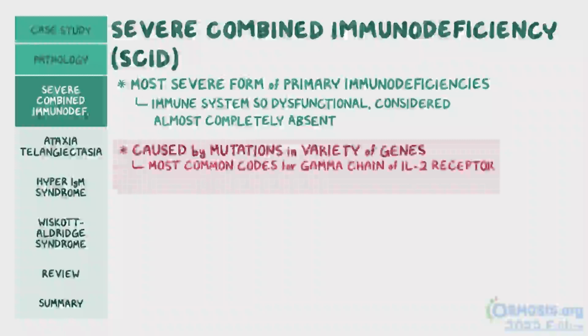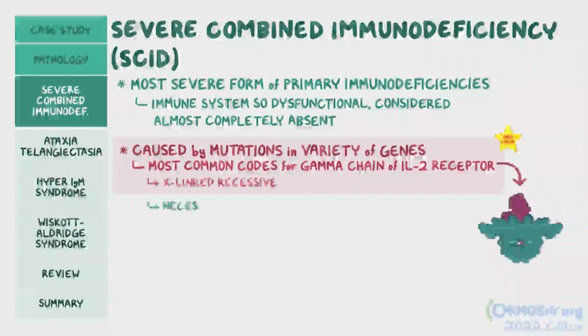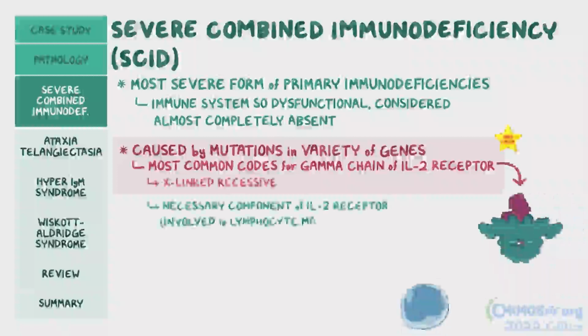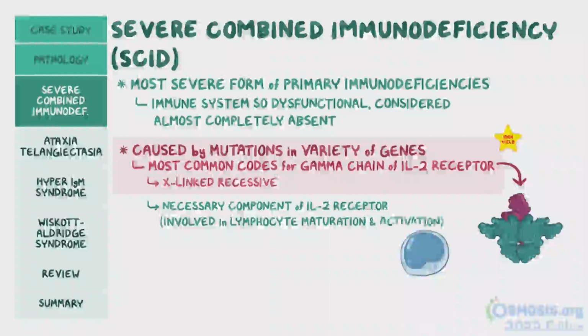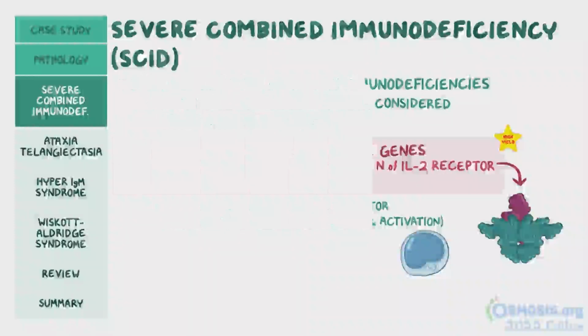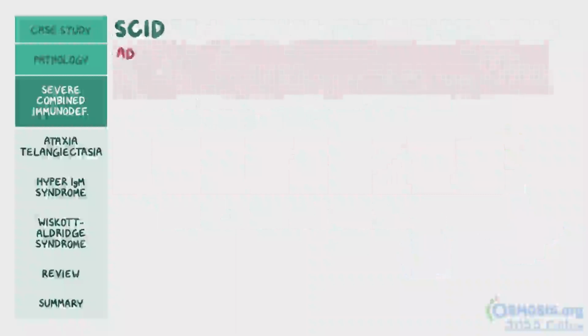For your exams, remember that this mutation is X-linked recessive. Now, this protein is a necessary component of the IL-2 receptor, which is involved in lymphocyte maturation and activation. In SCID, the mutated gamma chain leads to the production of a defective IL-2 receptor, and thus a lack of functional mature lymphocytes.